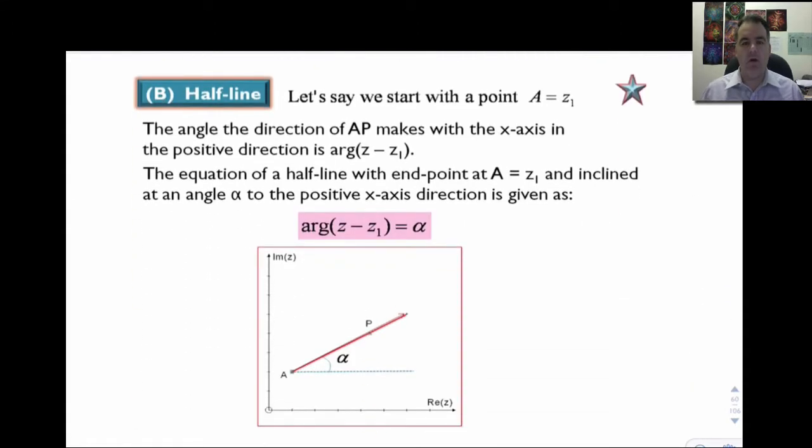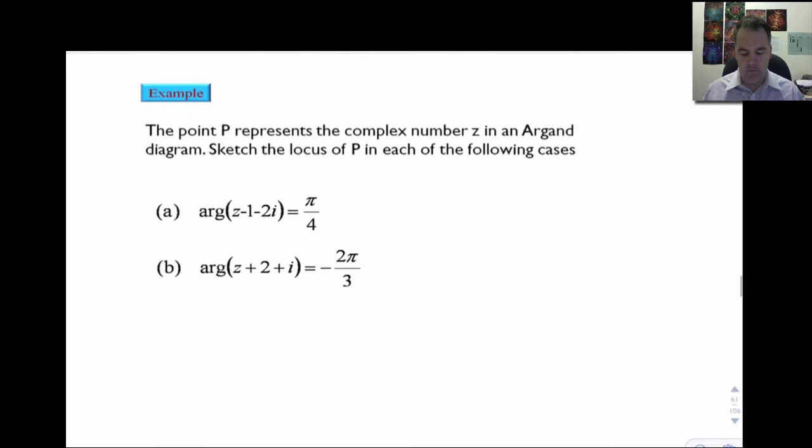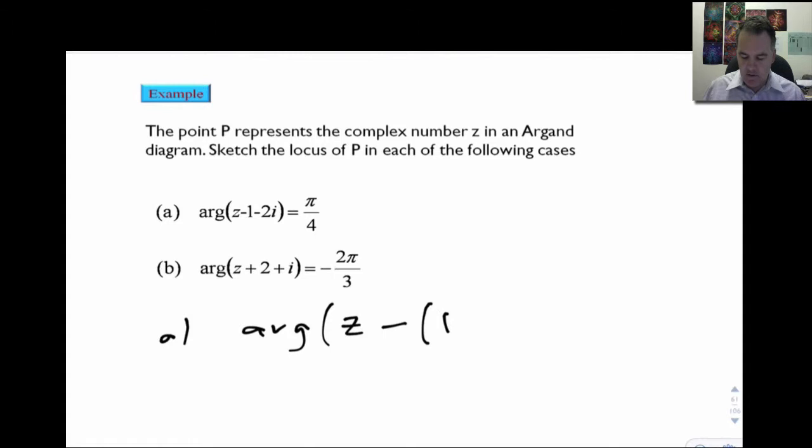The second kind that you have to know is what we call a half line. It's where I tell you the argument is a certain value, and when we're talking about an argument of, say, pi over 4, that's not the whole line, we're only talking about a half line. So here's an example. Let's look at A. The argument of Z minus 1 minus 2i, again, really carefully put it in this form.